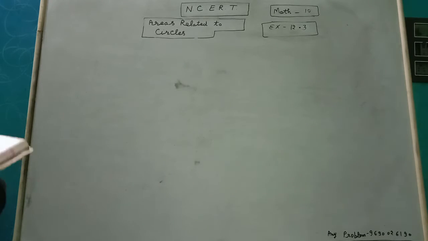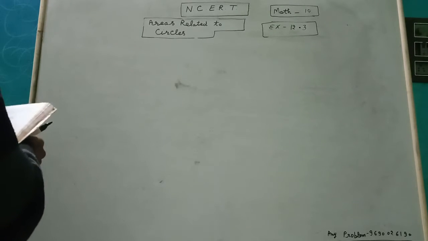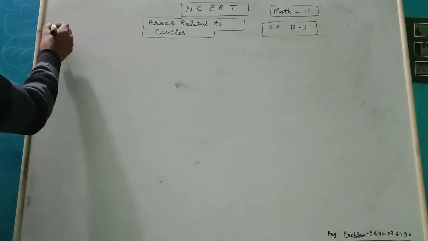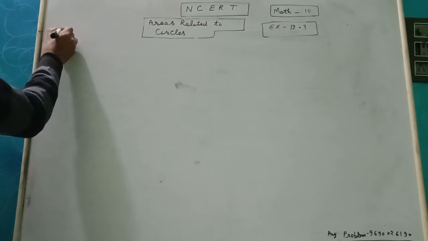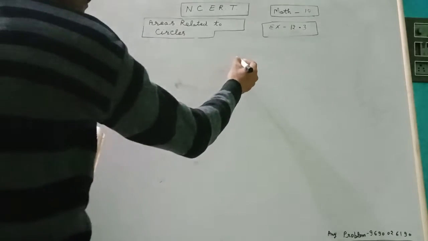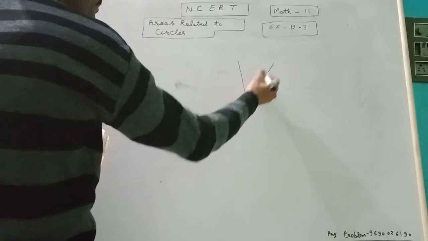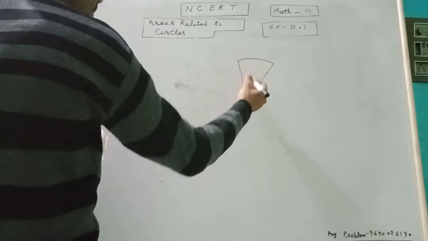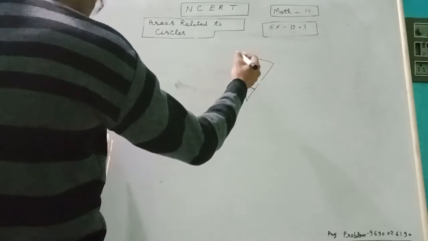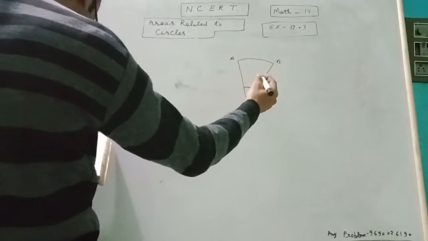10th class students, exercise 12.3, areas related to circles. Question number 14. That is the figure, AB and CD.